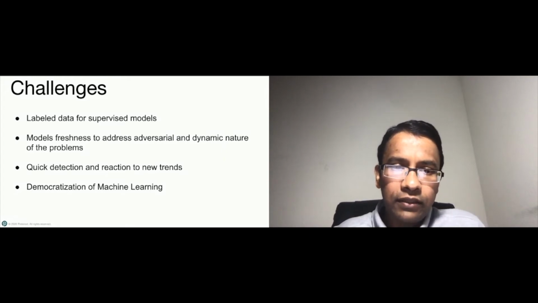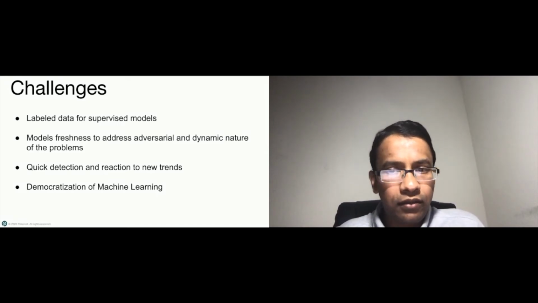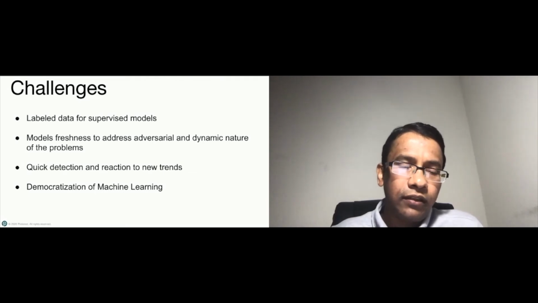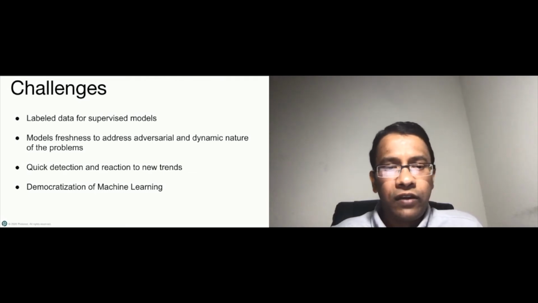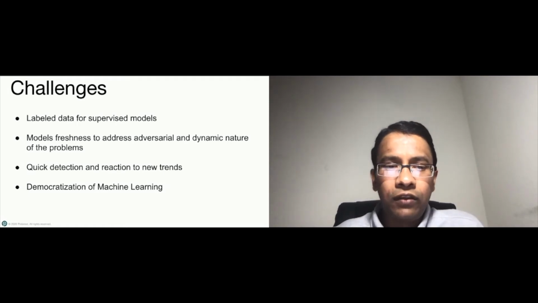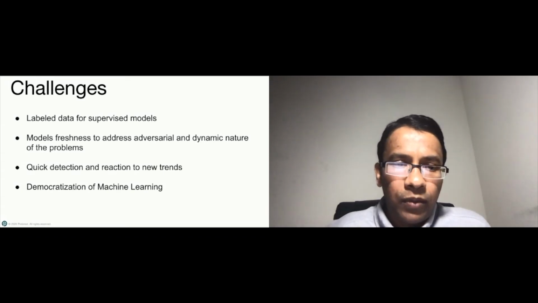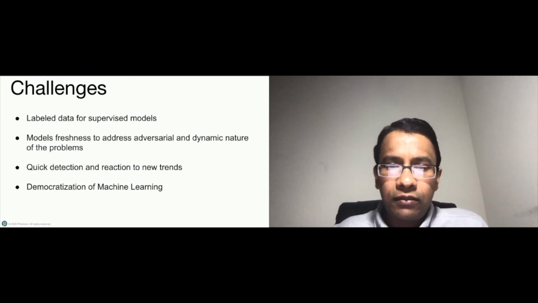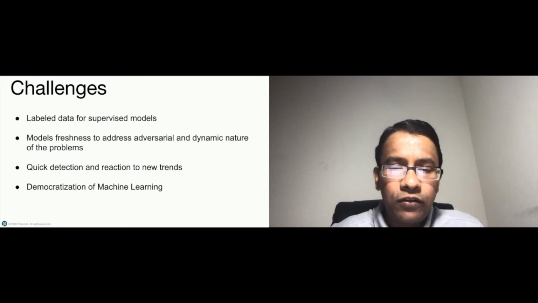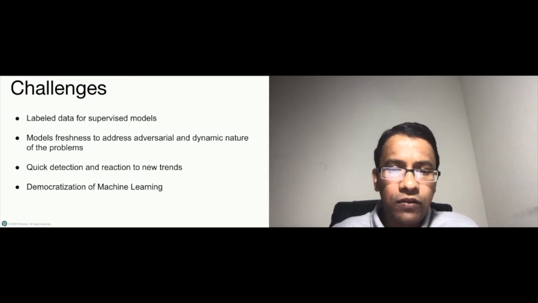The second is that these problems are very adversarial and guided by a dynamic nature, so you have to keep the models fresh. That means you have to retrain them very often to catch a very new trend that is peaking on the platform and is abusive. You quickly want to retrain these models with fresh data and apply them again. So model freshness is another big challenge: quick detection and reaction to new trends. How do you first detect the trend, and then how do you make these models reactive enough to respond to those new trends?